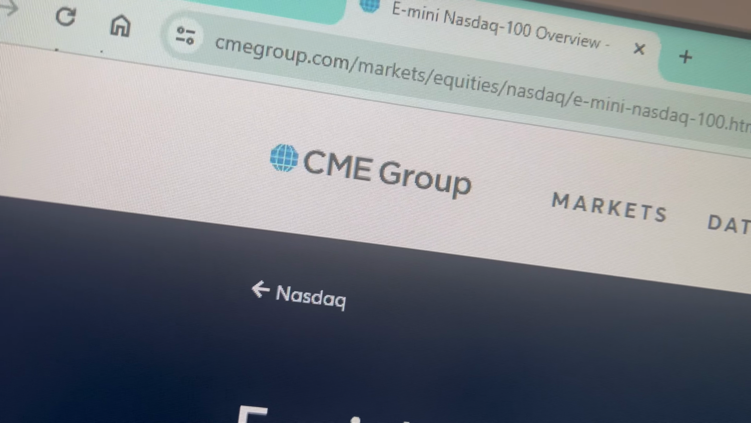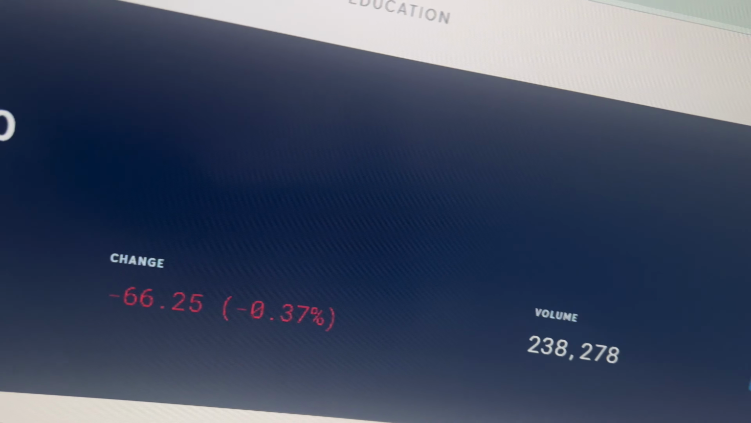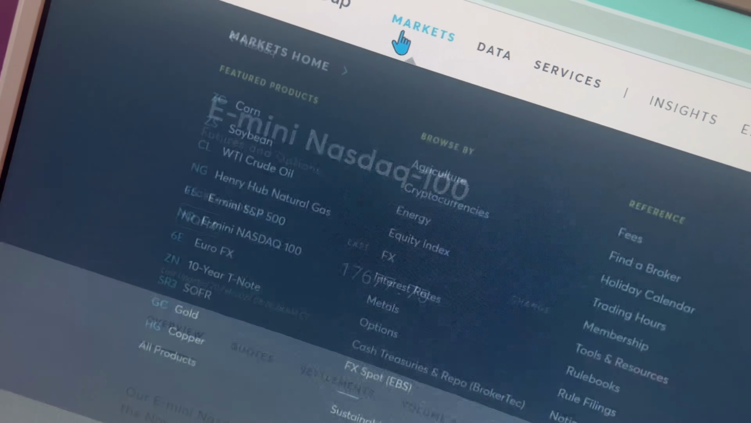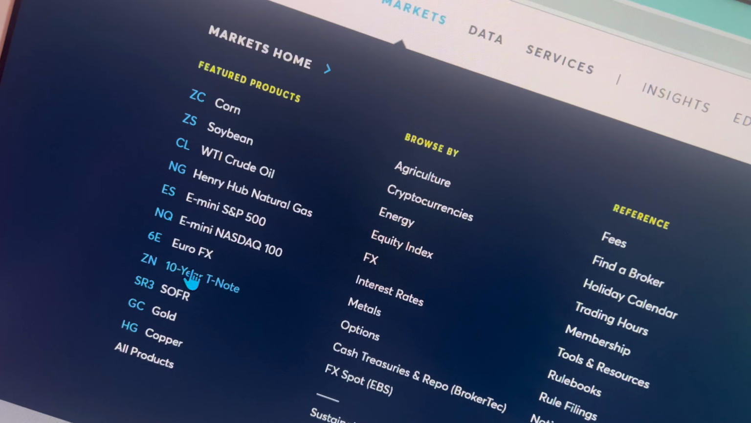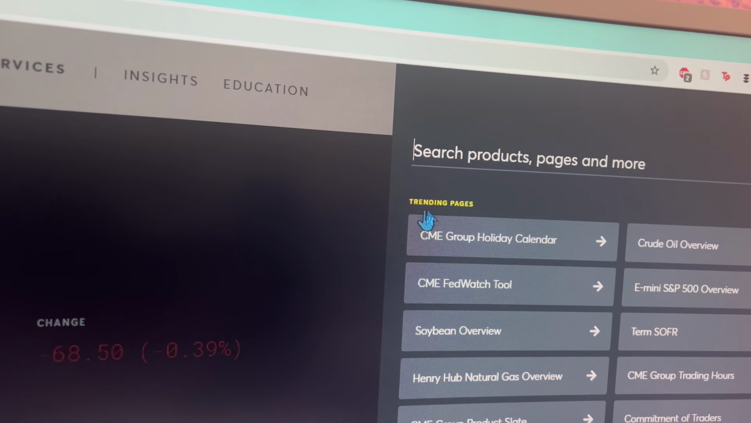We know that NQ is worth $5 per tick. And where you can find this out, I'm gonna show y'all. Y'all can just go to CME Group, okay? And they will literally tell you all the specs of the different markets. So you can just go to markets, and then they have some already up here. You see they got E-mini NAS, or you can just search it up right there and just type it in.